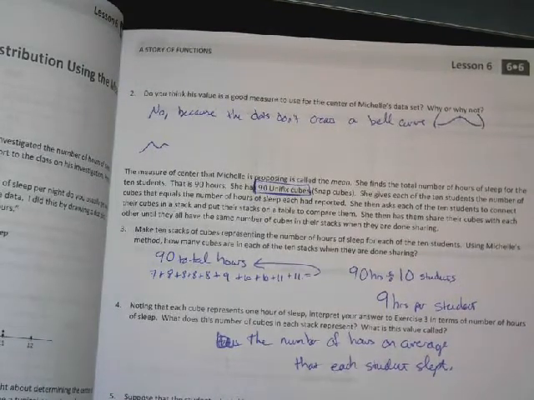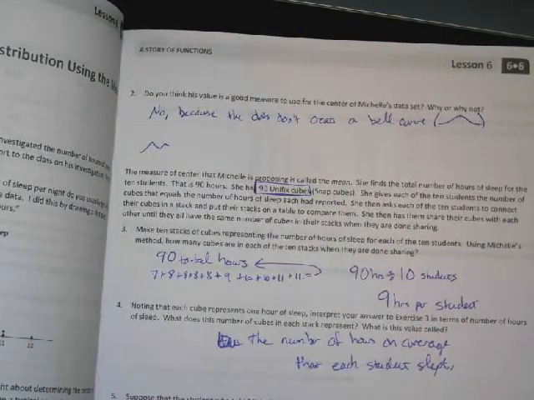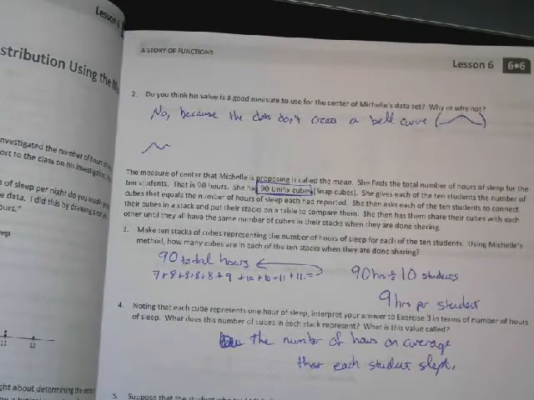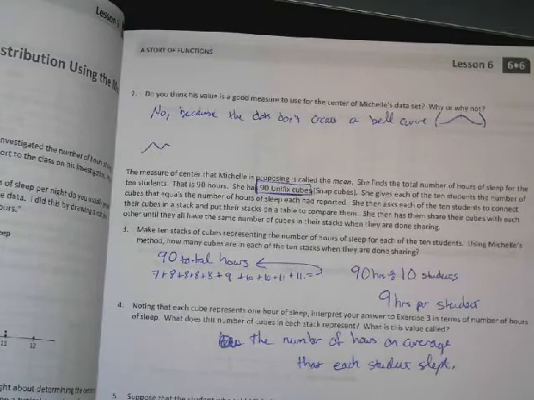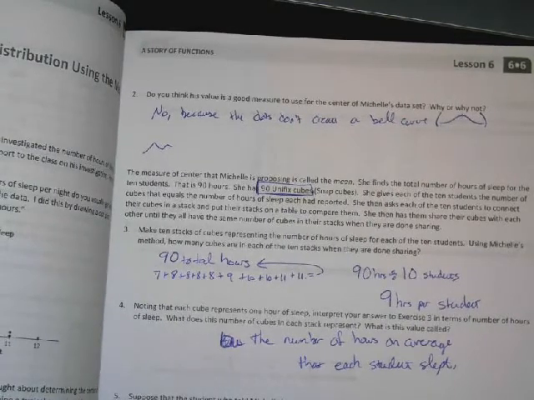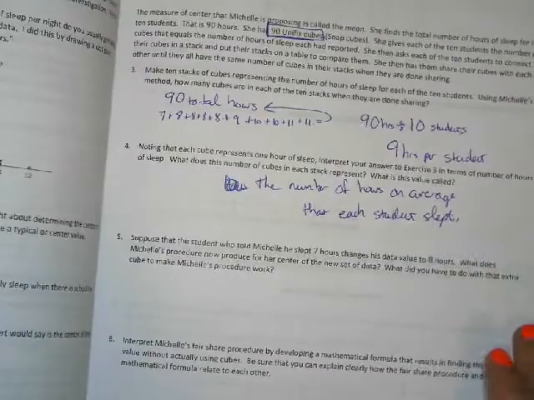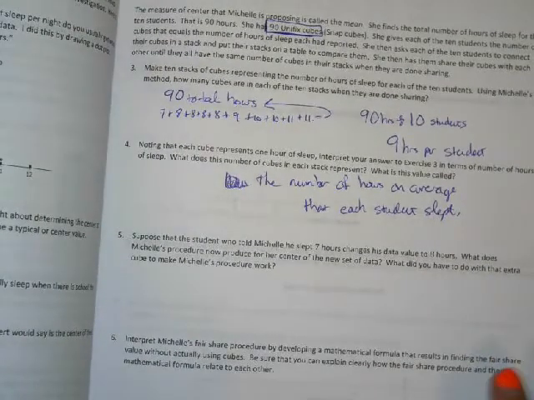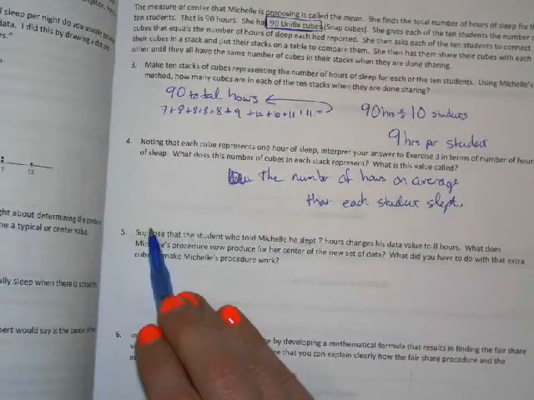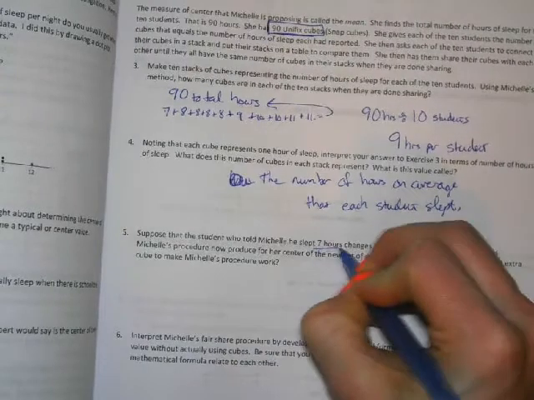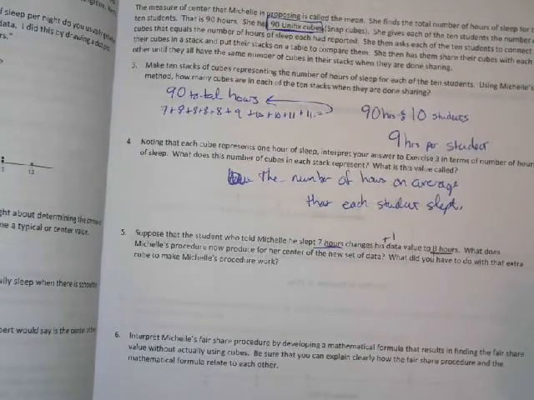And then it says, suppose that the student who told Michelle he slept 7 hours changed his value to 8. What does Michelle's procedure now produce for her center of the new data? What do you have to do with that extra cube to make her procedure work? So what you actually have to do is you're going to take 1 divided by 10, because he said he slept 7, but it actually was 8. And from here to here, that's going to be plus 1.